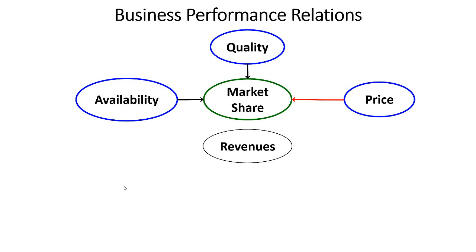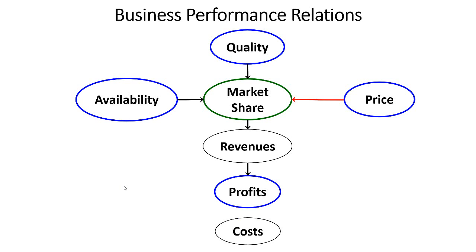So what does market share do to our revenues? Well, we have a positive relationship there. The more market share we have, the more services and products are being purchased, the greater our revenues. What do revenues do to our profits? They increase profits. But now, in order to create available products at the price people want and with the quality that they expect, we have costs. So our costs are negatively related to profits. Increase our costs, our profits are going to go down.